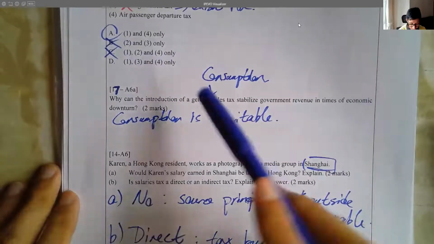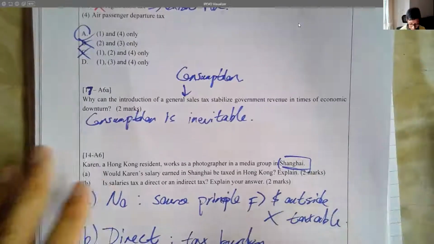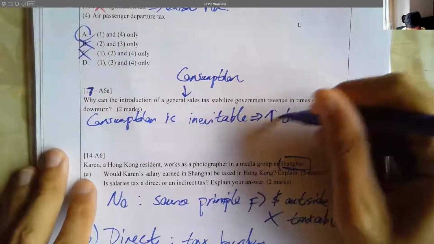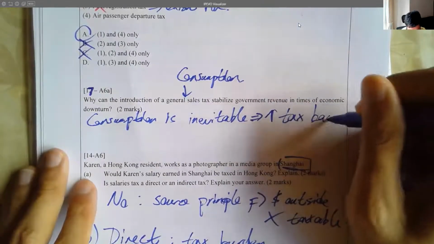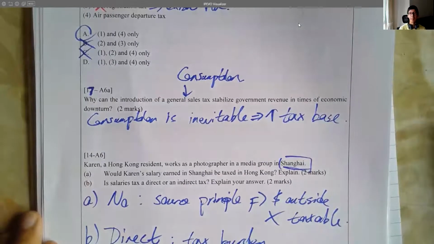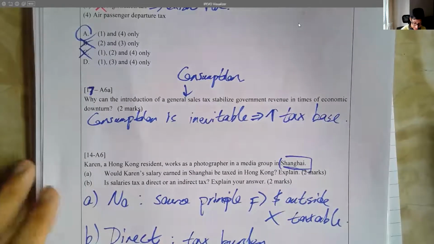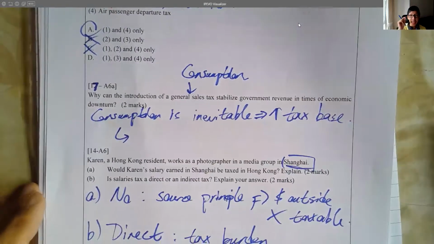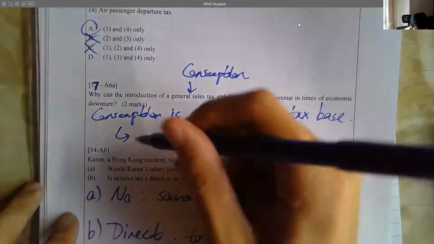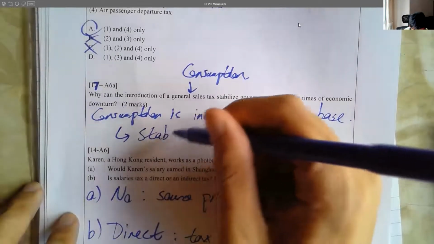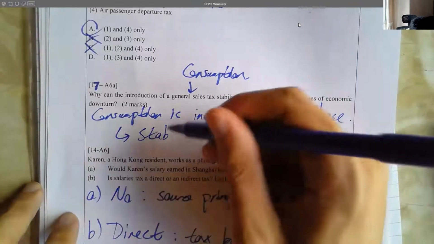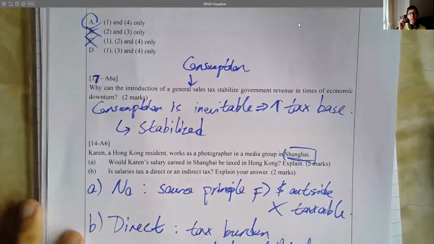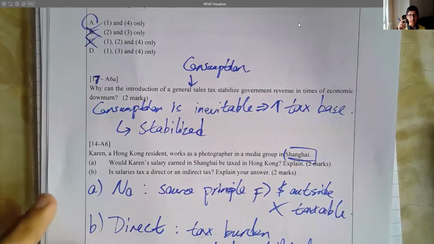係嘛? It's inevitable. No matter what time it is, economic boom or economic recession, you still need to do consumption, right? So by introducing a GST, we would be increasing our tax base. 係咪啊？我哋嘅稅基咪大咗咯。Now, therefore, with more people paying tax, it will be stabilized. Okay, stabilized.